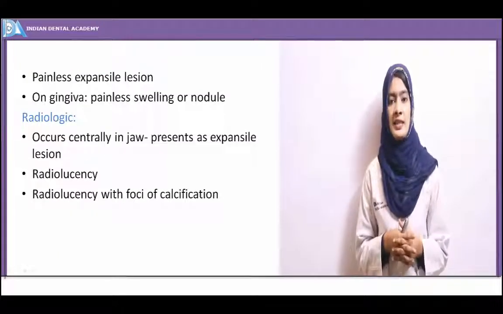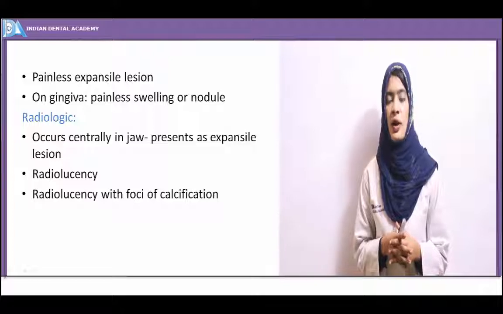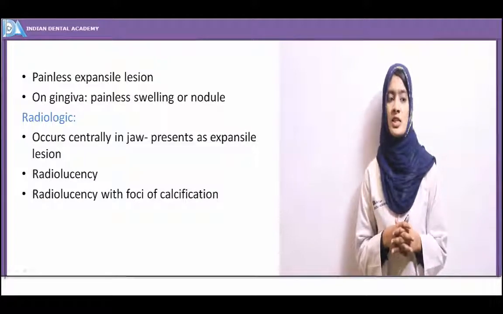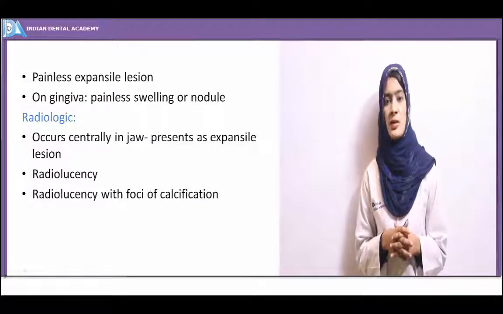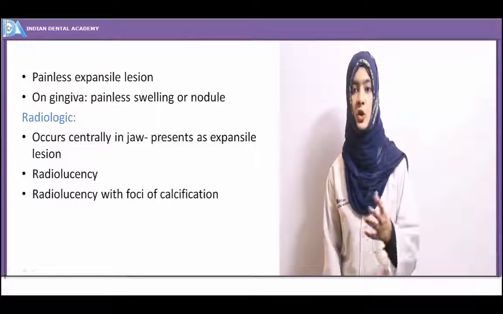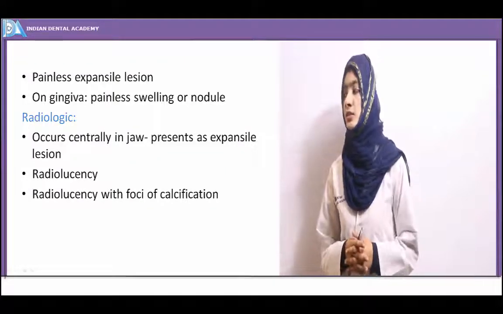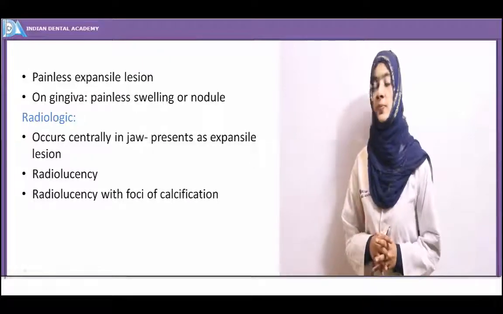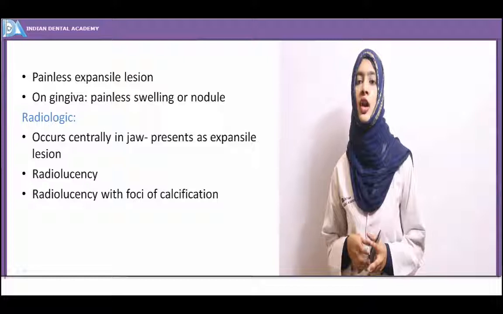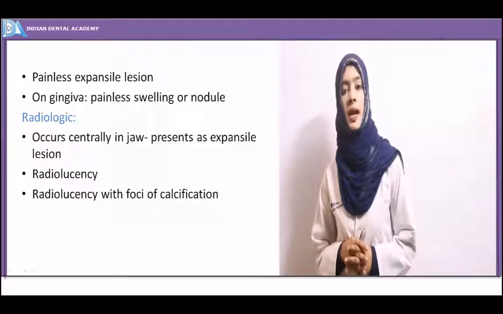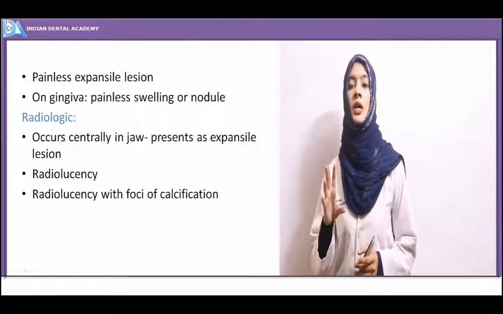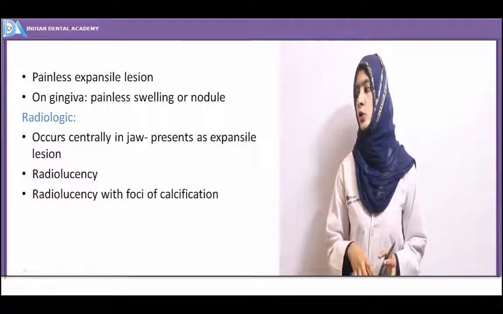Initially, it begins as a painless lesion, but it is expansile in nature. Once it expands the cortical plates of bone, symptoms of early pain and involvement of the adjacent teeth, mobility and tenderness to percussion may be seen. It may present as a nodule on the mucosa. In the radiologic picture, it is essentially an expansile lesion, that is, a unilocular radiolucent lesion is seen. Sometimes the radiolucency may be seen with occasional flecks of calcification here and there, or radiopacities within the radiolucencies.